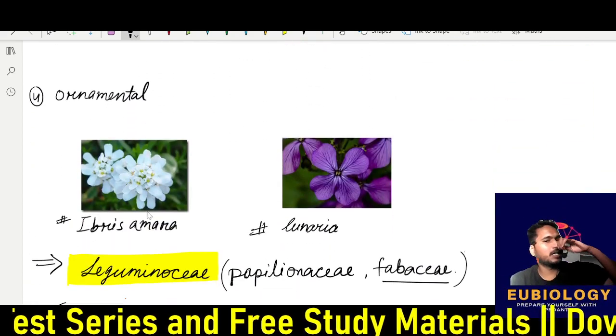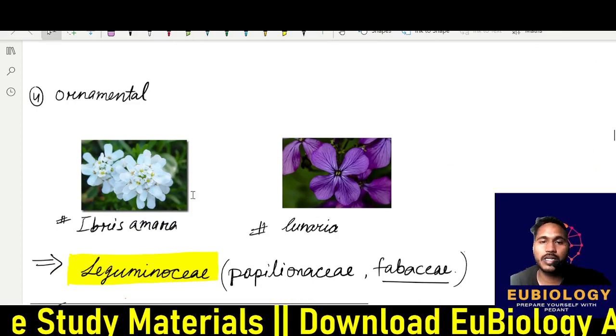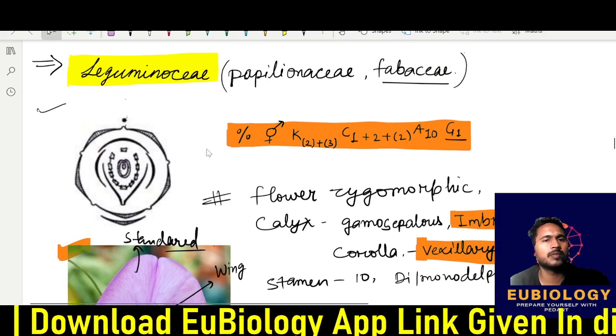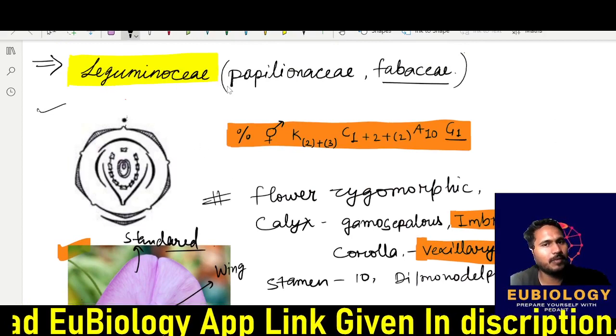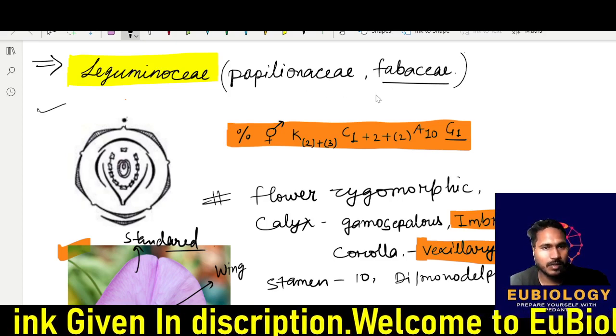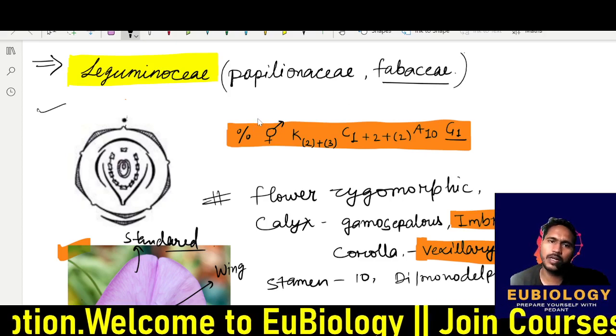Ornamental like Iberis, Alyssum, and Lunaria, but I didn't underline them, so they cannot be very important. But whatever I marked, you must remember. The Leguminosae family will also be called Papilionaceae and Fabaceae in the different classification, but here we are reading the Bentham and Hooker classification.